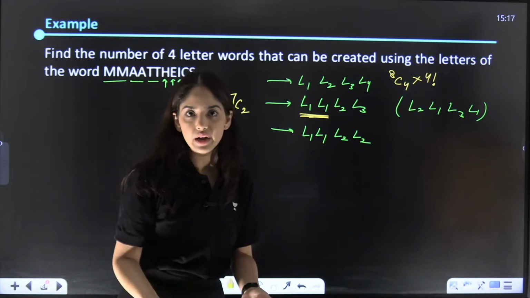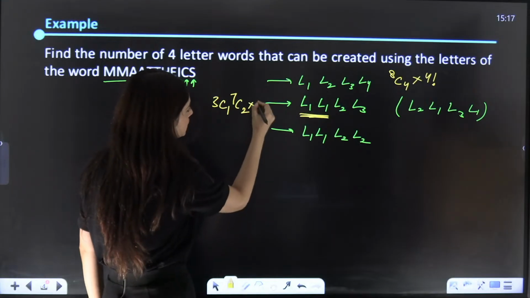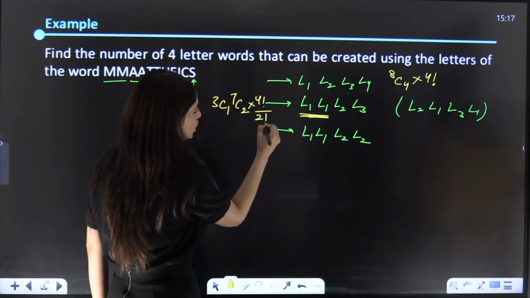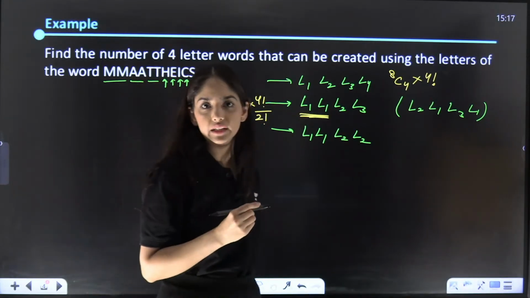And now we're going to arrange these. How do we arrange these? 4 factorial divided by 2 factorial, because these two are identical.